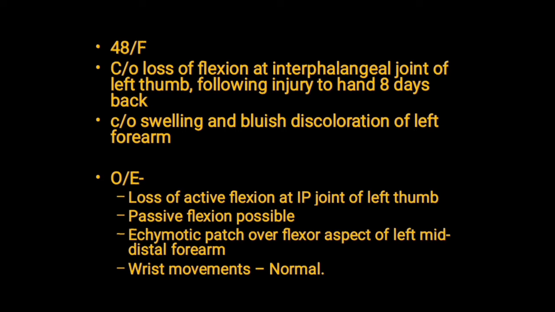On examination, there was loss of active flexion at interphalangeal joint of left thumb. Passive flexion was possible. A large ecchymotic patch was noted over the flexor aspect of left mid-distal forearm. Wrist movements were normal.